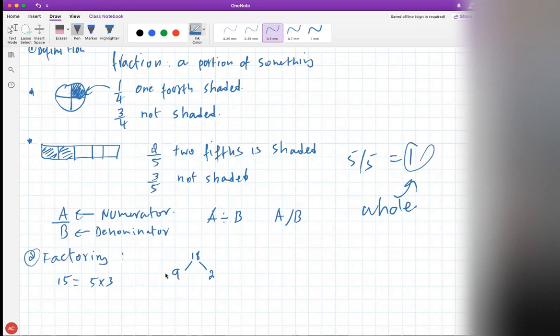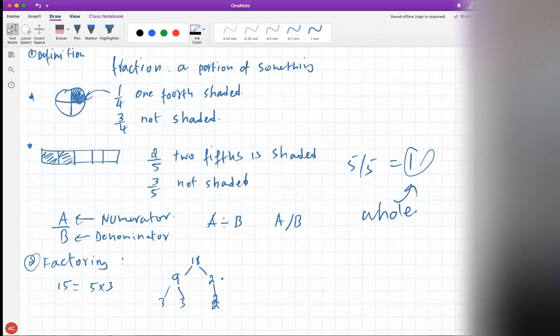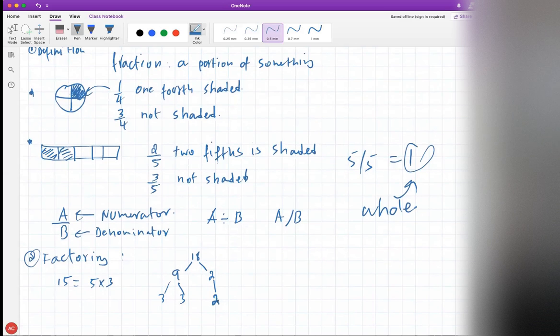Okay, so 18 is 9 and 2. We can even break down the 9 here into 3 and 3. The 2 we can't break down anymore. So this is as far as we can go. We can't break this down anymore. So basically 18, if we factor it, is just 3 times 3 times 2.